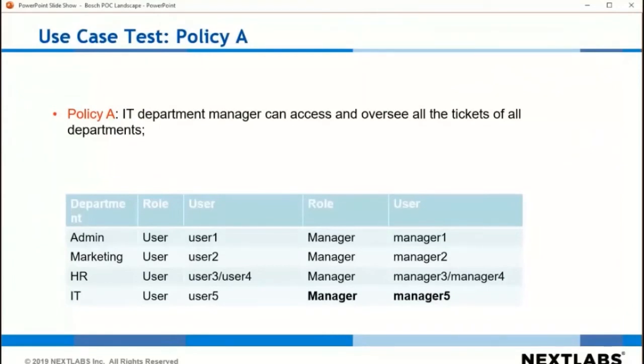Right, now let's take a look at the use case test. So here we have policy A. This is if the IT department manager can access and oversee all the tickets of all the departments.